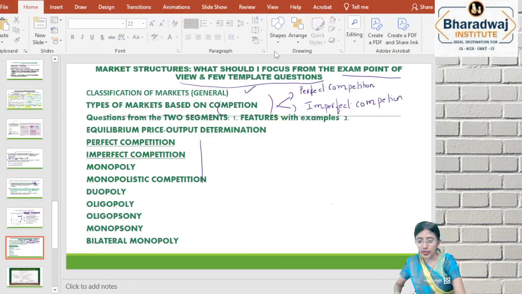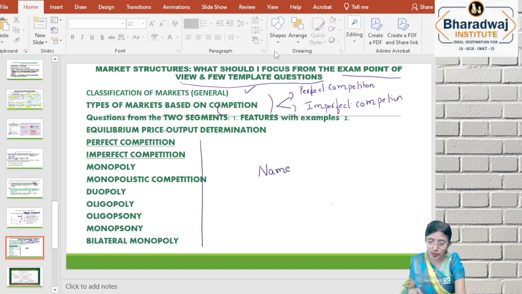Now look at these market forms. For all of them, please study the very name. Duopoly means what? Oligopsony means what? Monopsony means what? Bilateral monopoly means what? All this mono, duo, oligo, they're all Greek words. That much you know, isn't it? Mono is single, poly is seller. Monopolistic competition is a blend of perfect competition and monopoly. Duopoly is, duo is two, poly is sellers.